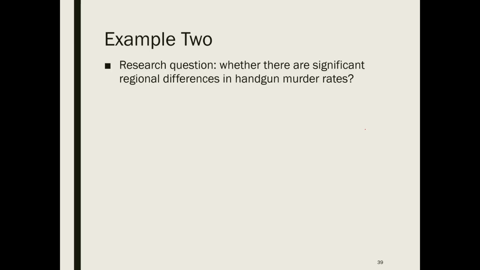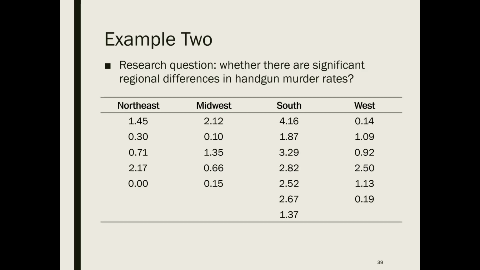So let's take a look at another example. Since we already know the whole process and the calculation stuff, we are going to move a little bit fast, okay? The second question is whether there are significant regional differences in handgun murder rate. I guess these are from different parts of the United States. We have Northeast, Midwest, South, and West, and these numbers represent different states and their handgun murder rates in different areas.